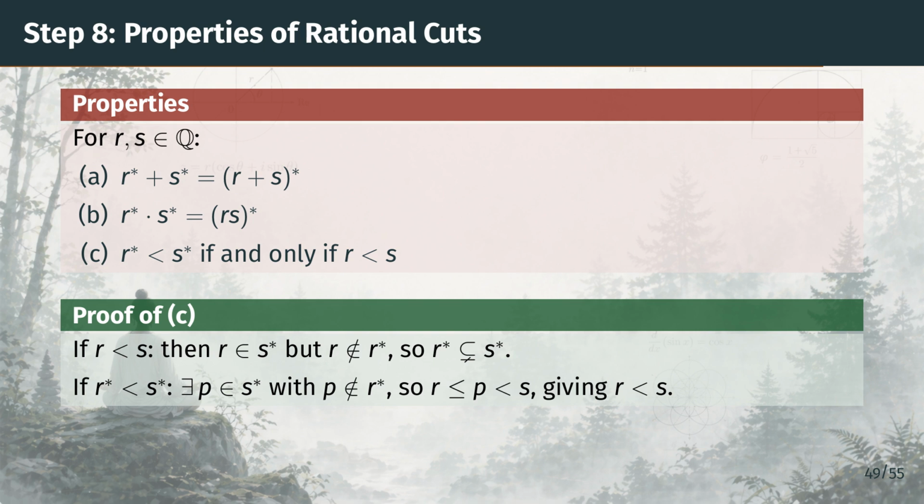In the reverse direction, we again use a single witness to translate a set theoretic statement back into an inequality on rationals. With these three properties, we can stop distinguishing R from R star. The embedding is faithful in every way we care about.